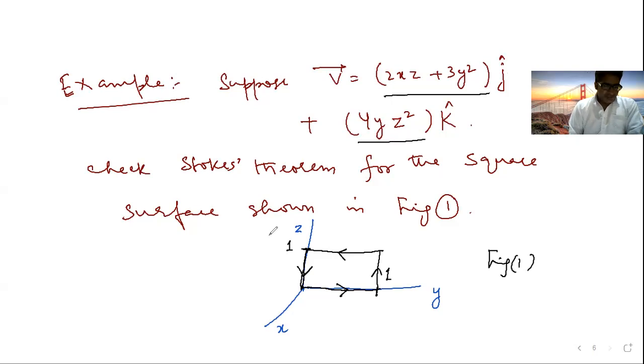Now in this figure we are given a square surface. It's a surface, right? On this side length is 1, on this side length is 1, the coordinate here is 1, here is 1. This square surface is placed in the YZ plane. X is perpendicular to it. Now we have to check this theorem for this particular surface. That means we have to evaluate the left hand side of the Stokes theorem, then evaluate the right hand side, then check whether the left hand side is equal to the right hand side.